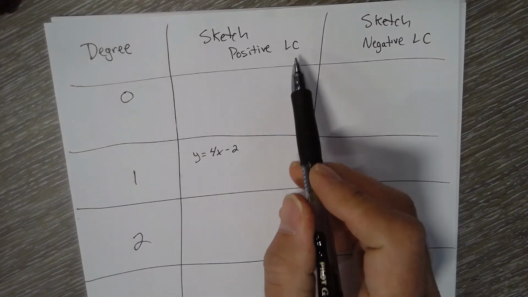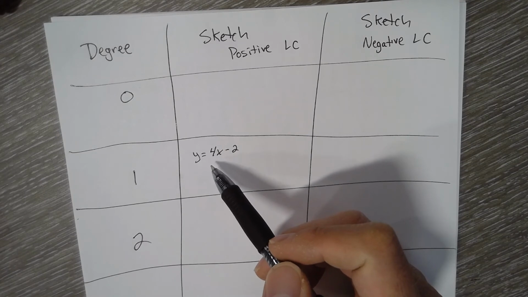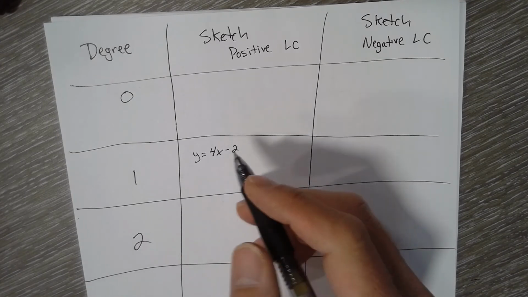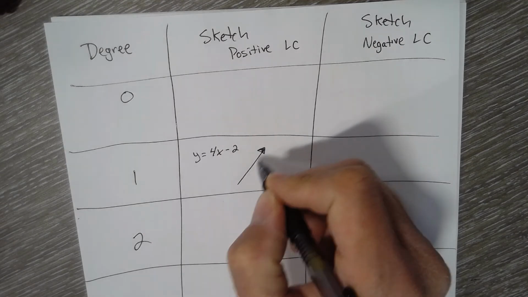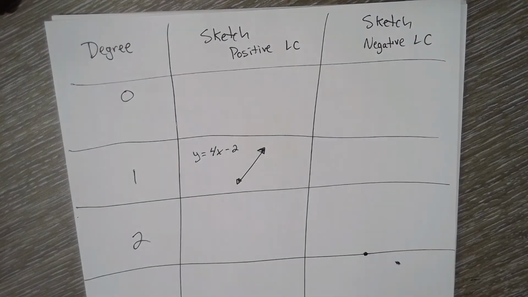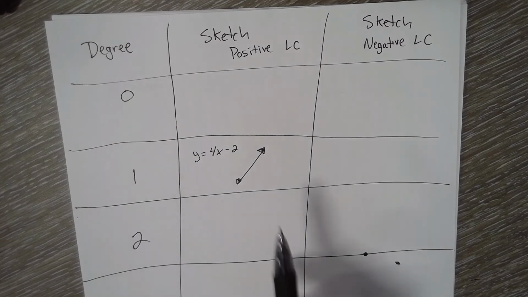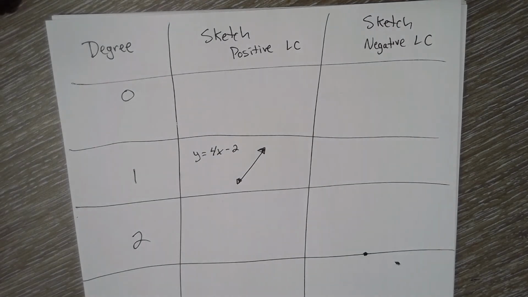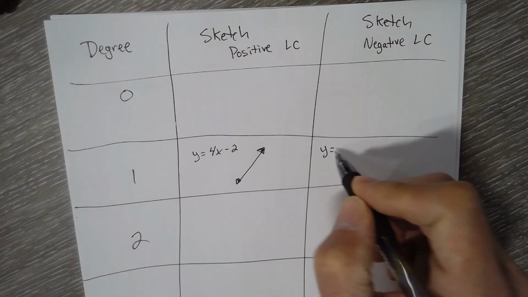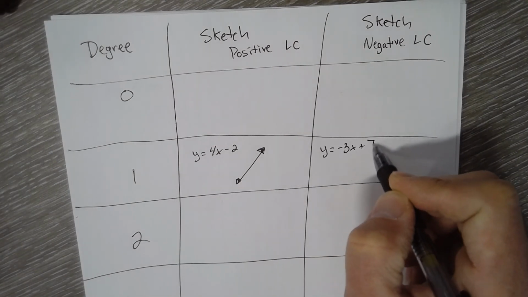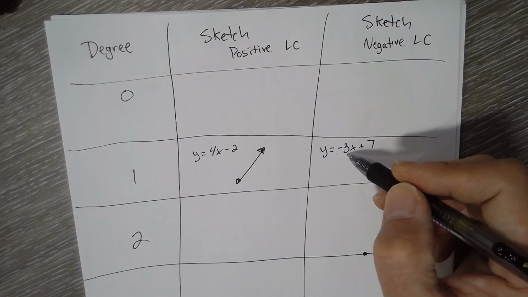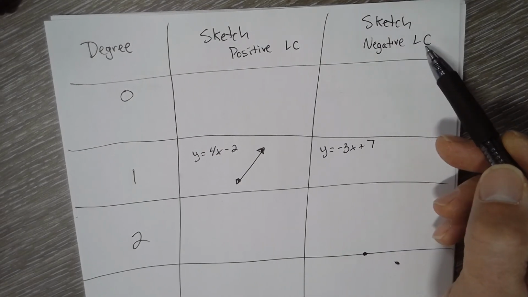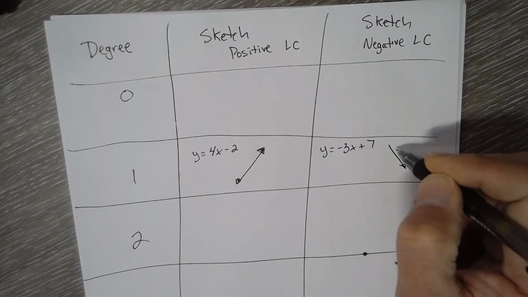So if we have a positive leading coefficient, my leading coefficient is 4. That means my line is going to look like this. Because it has a positive slope, it's going to go up from left to right. As long as the slope is positive, my line is going to go up from left to right. And if I have a negative, so let's say it's y equals negative 3x plus 7, this is the sketch of a negative leading coefficient, it's going to go down.